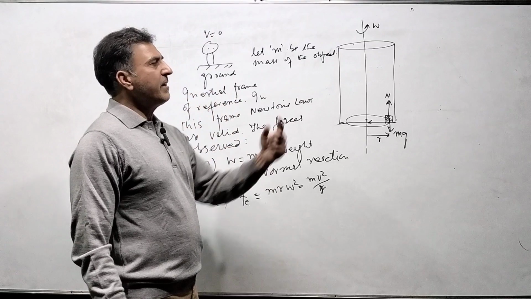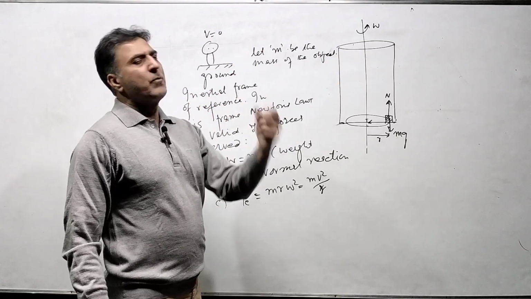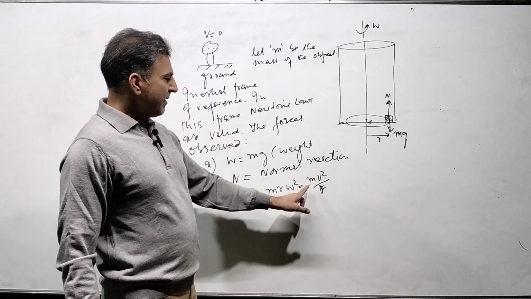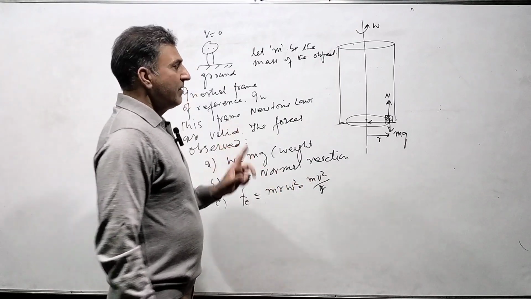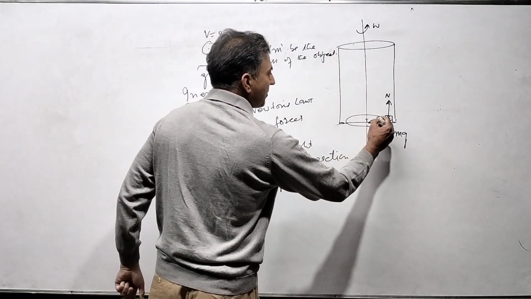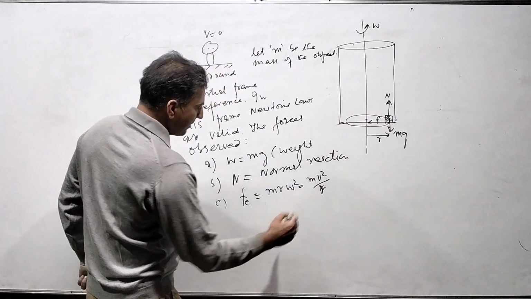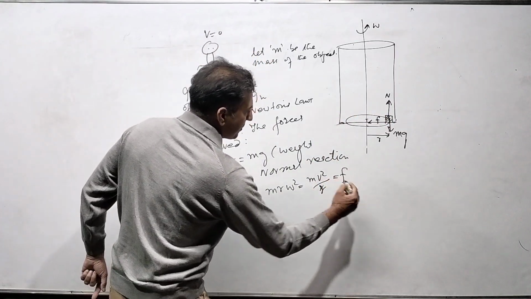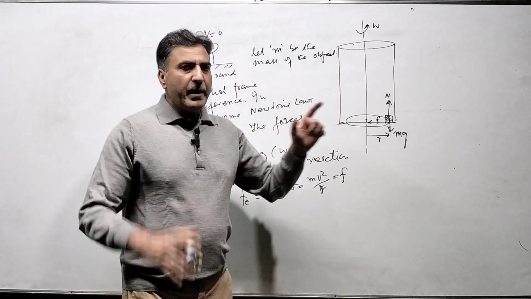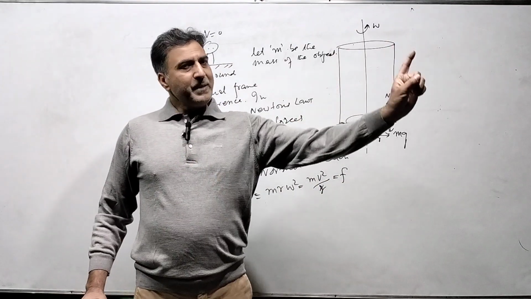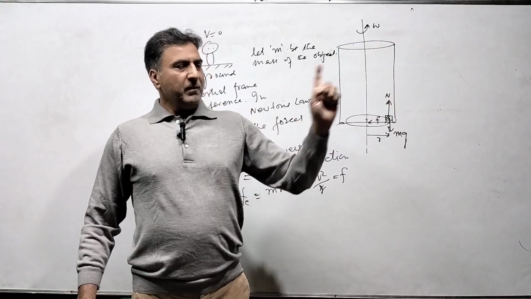And for a person outside, when it moves in a circle, there must be a force toward the center. How much force must be there? mv square by r. But this force must be provided by a real agent. The real agent is frictional force, F. So this is also equal to frictional force. So for a person outside, the object in the cabin is moving in a circle.